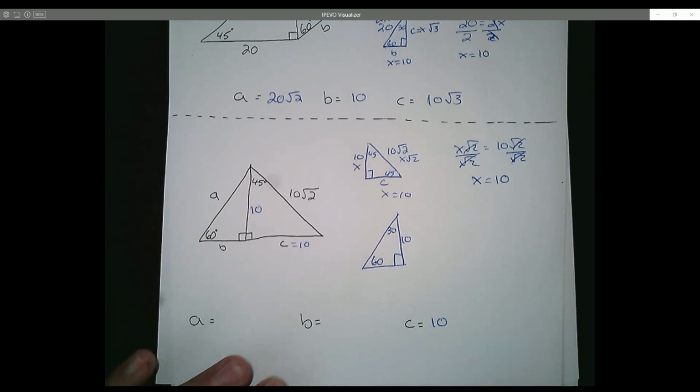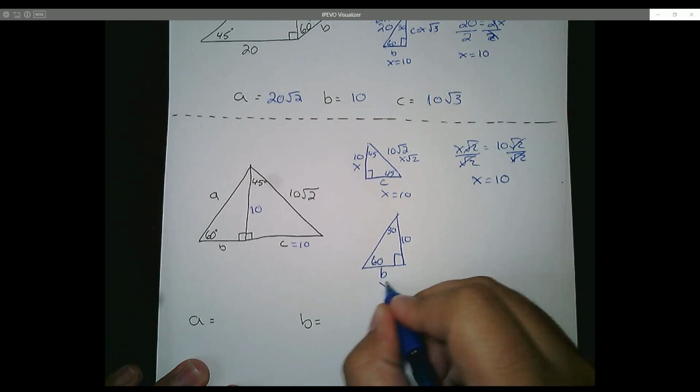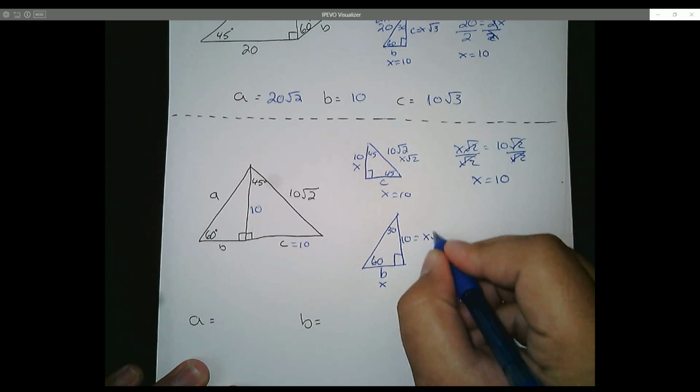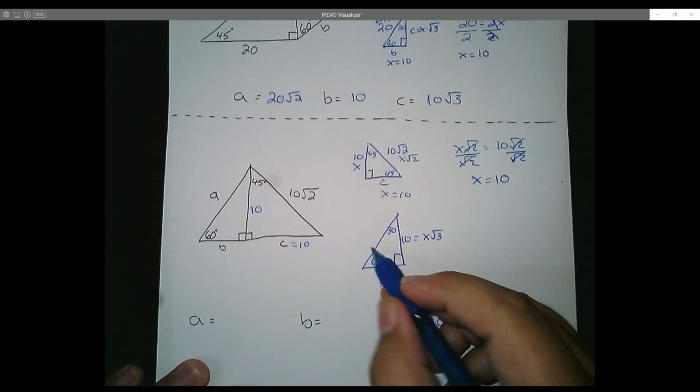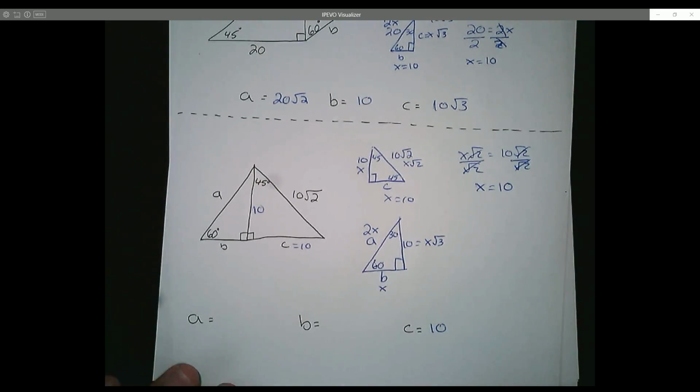Okay, so I'm going to go ahead and do my formula. I'm going to mark my sides and what they should be. Across from the 30 should be x. Across from the 60 should be x square roots of 3. And across from the 90, or the hypotenuse, should be 2x. So once again, we want to solve for x for this one.